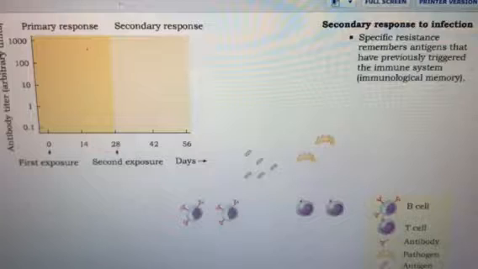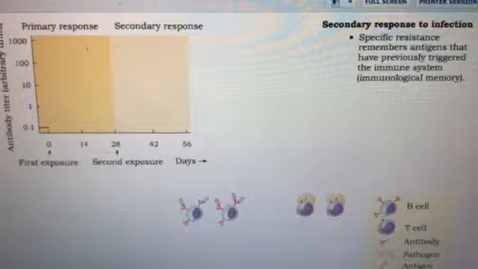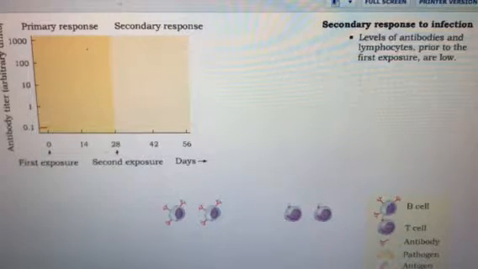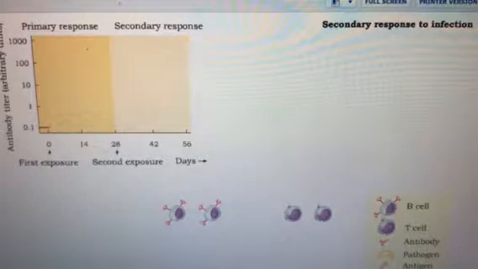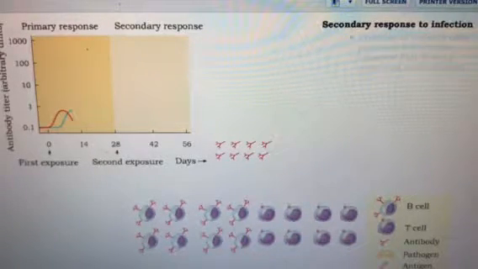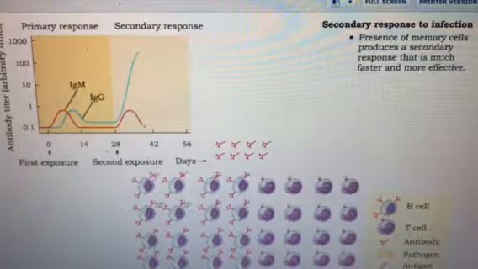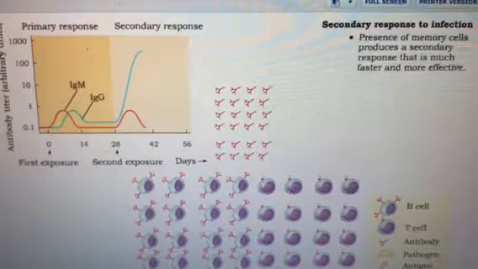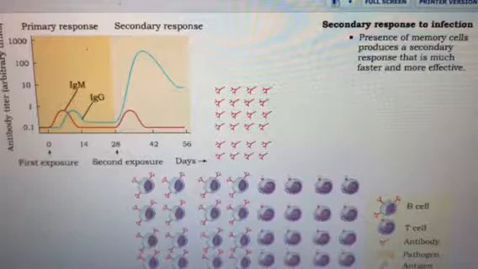Specific resistance remembers how to fight antigens that have triggered the immune response in the past. This is known as immunological memory, and for particular antigens can last for decades. Prior to the first exposure to an antigen, levels of antibodies and lymphocytes are low. While immune cells fight the first exposure, long-lasting antibodies and long-lived lymphocytes, known as memory B and T cells, are produced. The high number of memory cells produces a faster and more effective response to subsequent exposures to the same antigen.